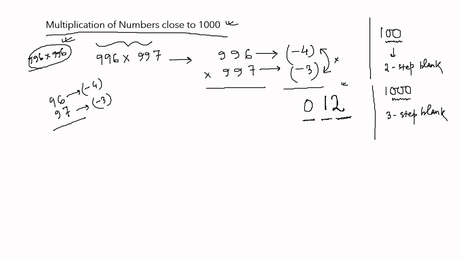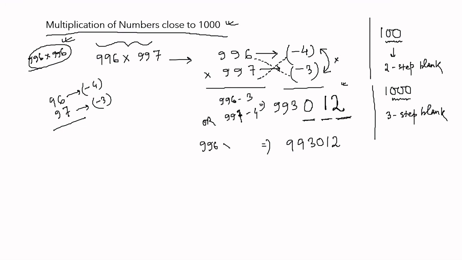अभी जो next step बचा है, that's pretty simple. It's just the same as we did for numbers close to 100. You just need to sum it in a cross functional manner. So in this case it will be 996 minus 3 or 997 minus 4. In either case you will obtain 993. 997 minus 4 भी 993 होता है, 996 minus 3 भी 993 होता है. In either case you obtain the same result. So the final number obtained is 993,012. That is the product of 996 and 997.